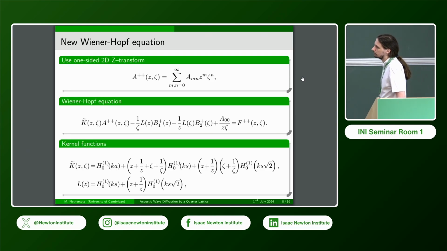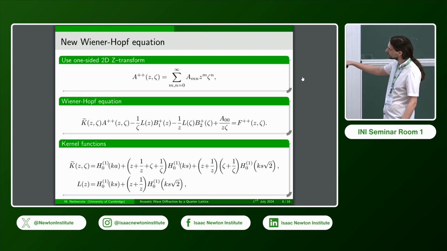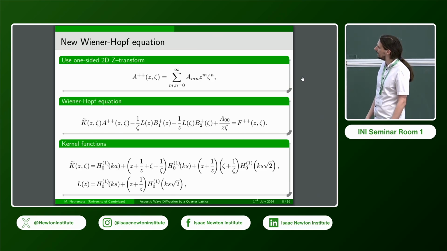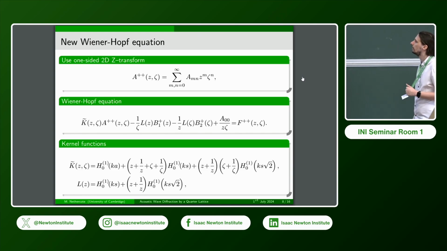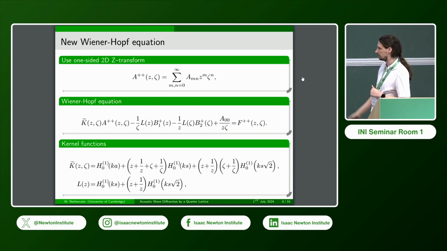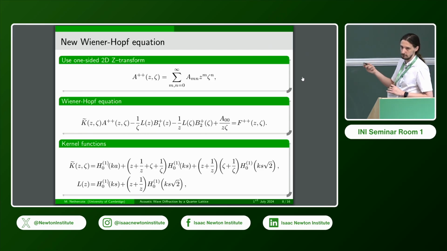We also get two kernel functions this time. So this K tilde, you can imagine as a sort of truncated version of the two-dimensional discrete Wiener-Hopf kernel. And we've also got this L kernel as well. The only real thing of note for these kernels is that they satisfy the same symmetries as a normal discrete Wiener-Hopf kernel does. Notably, if you replace z with 1 over z, for instance, you get the exact same thing. And a similar thing with zeta.